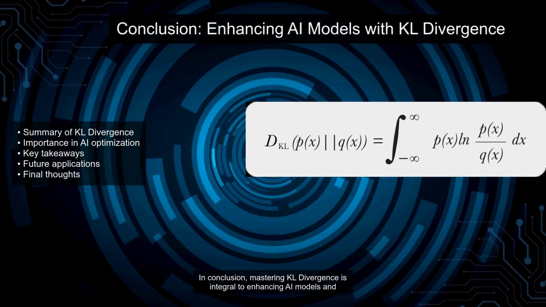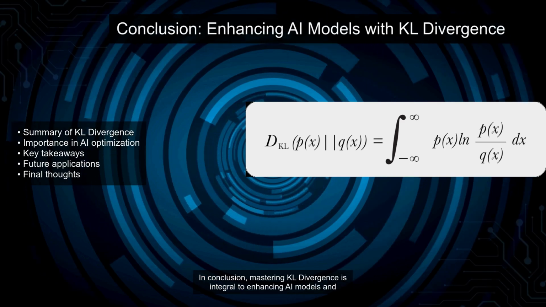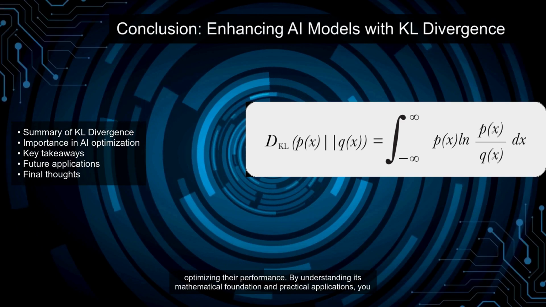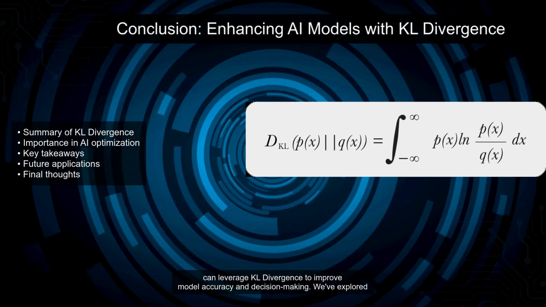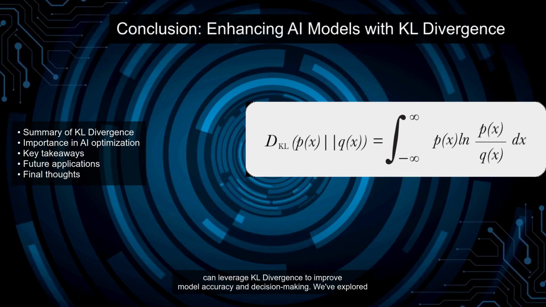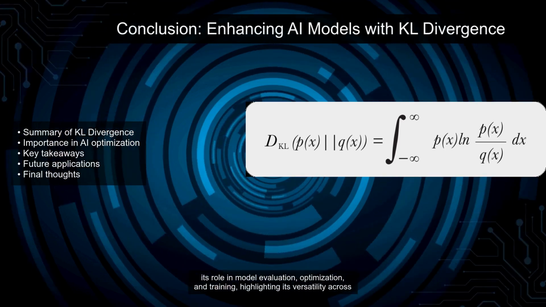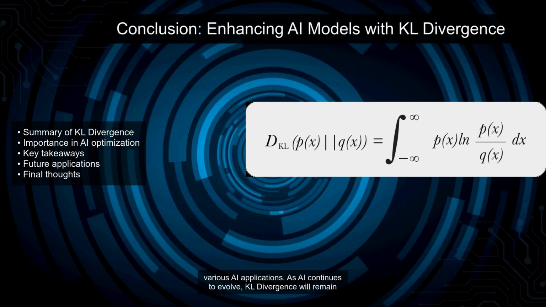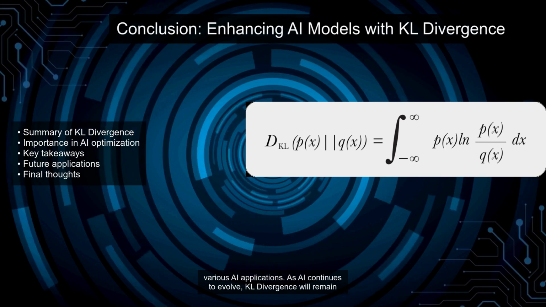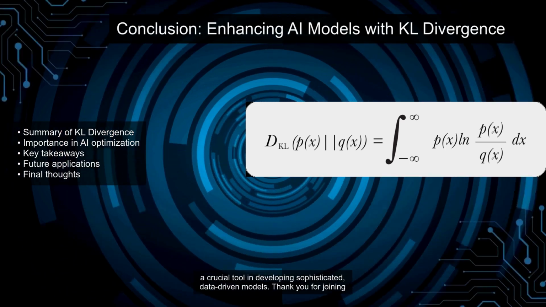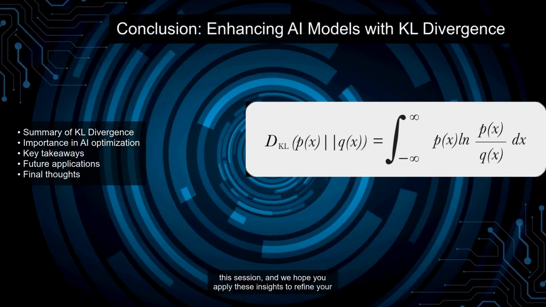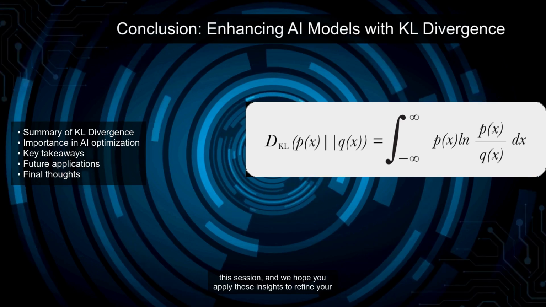In conclusion, mastering KL divergence is integral to enhancing AI models and optimizing their performance. By understanding its mathematical foundation and practical applications, you can leverage KL divergence to improve model accuracy and decision-making. We've explored its role in model evaluation, optimization, and training, highlighting its versatility across various AI applications. As AI continues to evolve, KL divergence will remain a crucial tool in developing sophisticated, data-driven models.